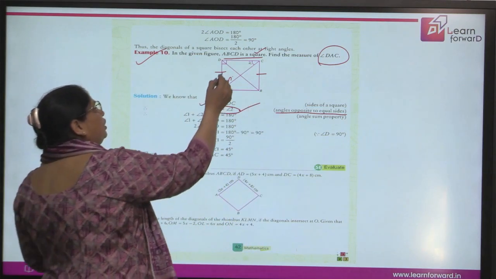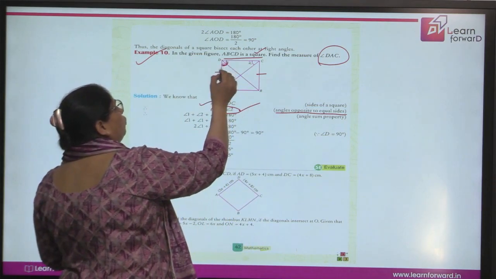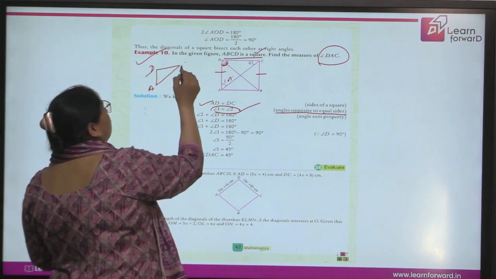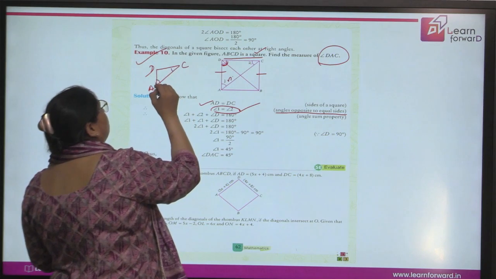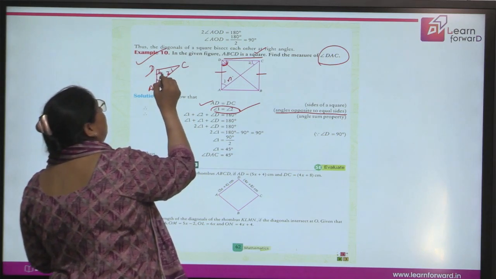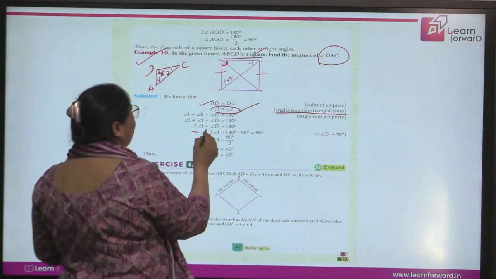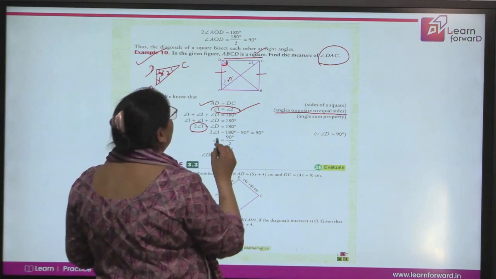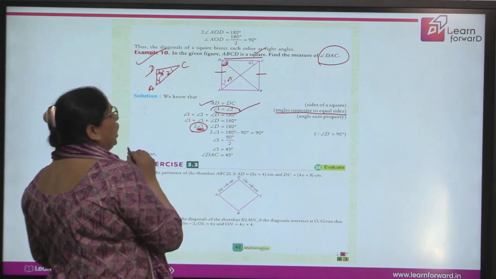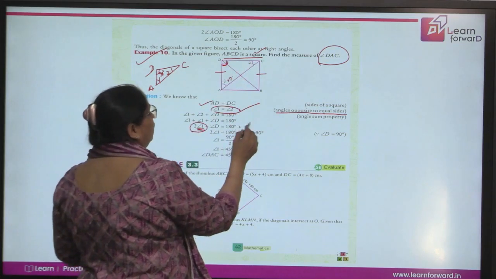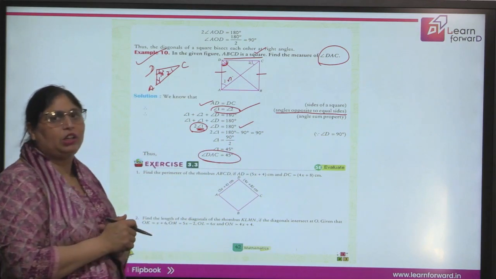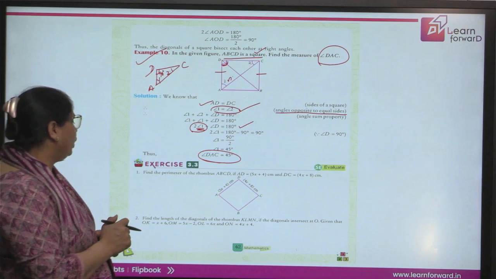And this angle is 90 degrees. So for this triangle DAC, angle 1 is equal to angle 2, and this is 90 degrees. So we can take twice of angle 1, because we have to find DAC. Twice of angle 1, that is DAC, plus angle D is 180 degrees. So angle DAC will be 45 degrees.